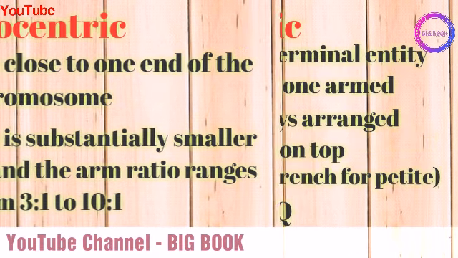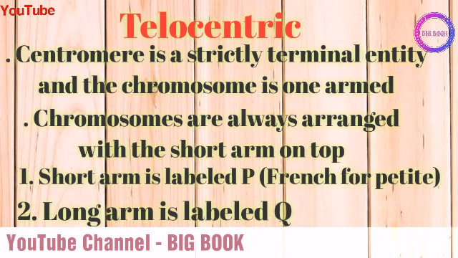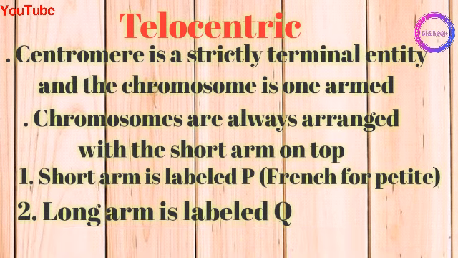Next is telocentric. In this, the centromere is a strictly terminal entity and the chromosome is one-armed. So here the centromere will be completely at the terminal or polar point of the arm of the chromosome, so the other arm will be absent.